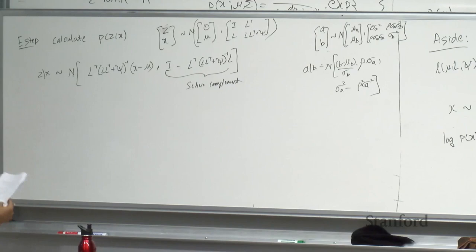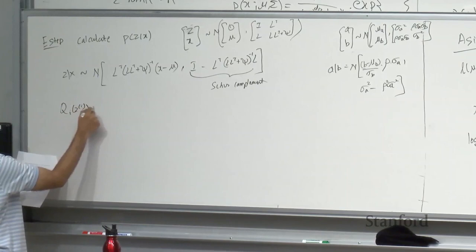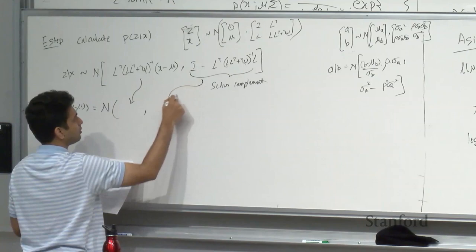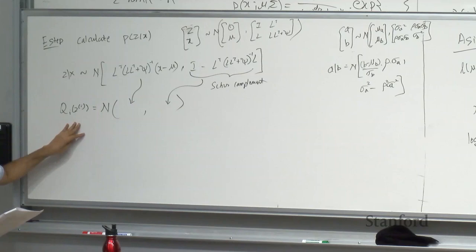And now, once we have z given x, we basically are able to set q_i of z_i to be normal with this mean and this variance. Right? So that gives us our E step. In the E step, we hold the current estimates of the parameters fixed and calculate the posterior of z given x. Right?